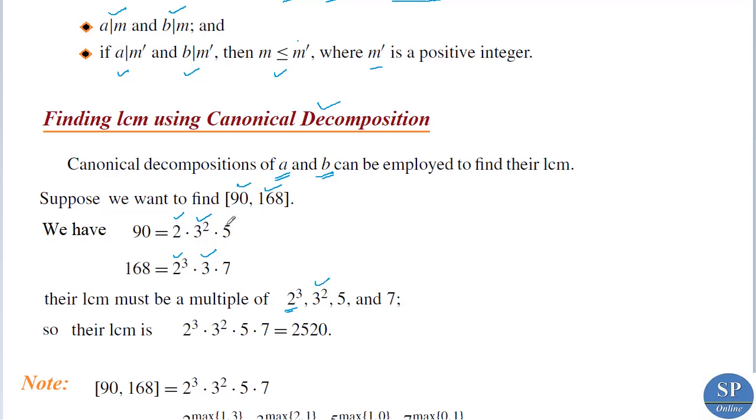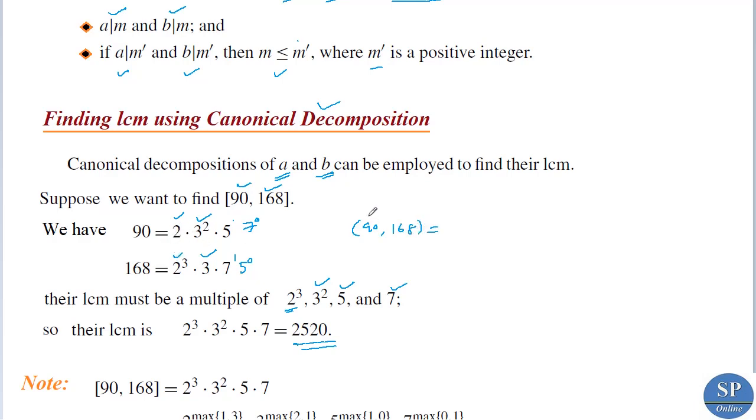Now considering the prime 5, here we have 5 power 1 and here we have 5 power 0. So in the LCM we will have 5. Next is 7. Here we have 7 power 0 and here we have 7 power 1. So in the LCM we have a factor 7. So the LCM is 2 power 3 into 3 square into 5 into 7. That is 2520.